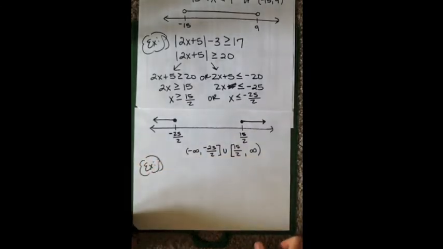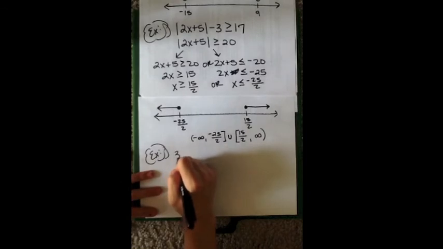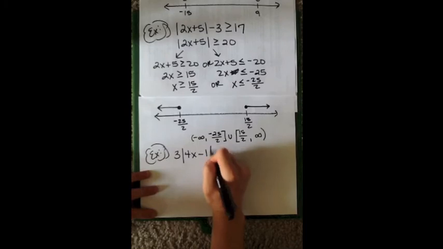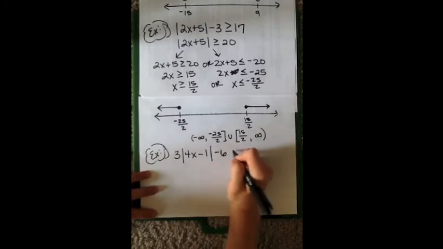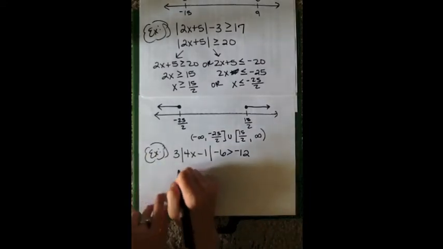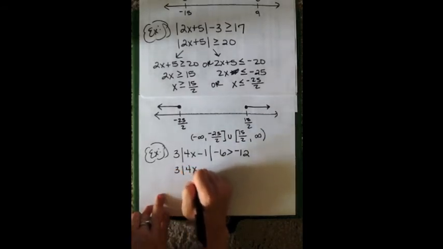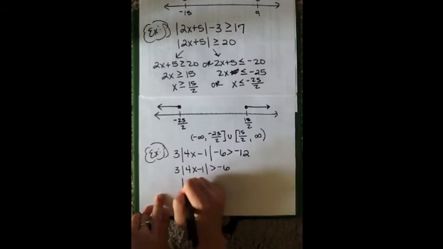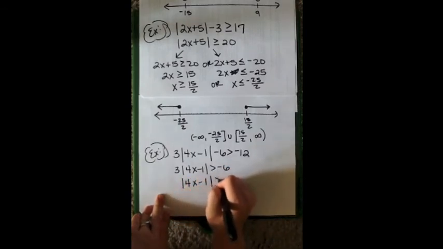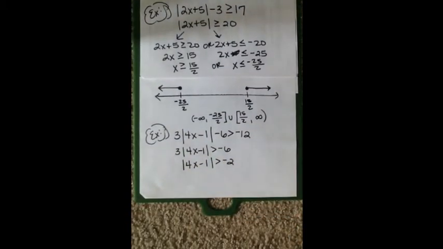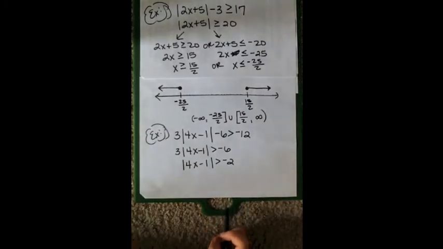It's kind of tricky. Let's look at 3 times the absolute value of 4x minus 1, minus 6 is greater than negative 12. Again, we're going to isolate the absolute value first. So if I add 6 to the other side, I have negative 6. Absolute value of 4x minus 1 is greater than negative 2. Now I can do my two cases and decide whether it's an and or an or.